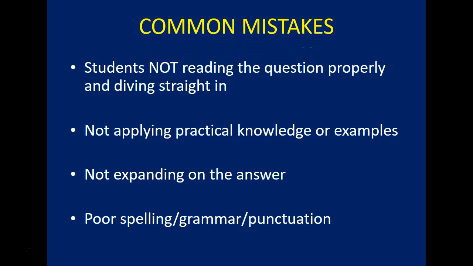Common mistakes that we often see. So first of all, as I said, students not reading the question properly and they just dive straight in with the first answer or the first sort of key terminology that does not apply to that question. So make sure you read it properly. Students also fail to apply practical knowledge or key sporting examples. Remember, it's a GCSE PE exam, so always apply sporting examples where possible. So if it's a question about agility, not only define agility, but also state what sports require lots of agility.